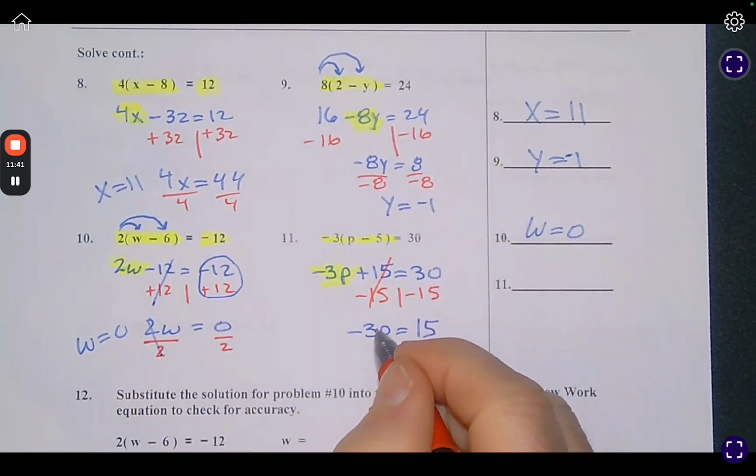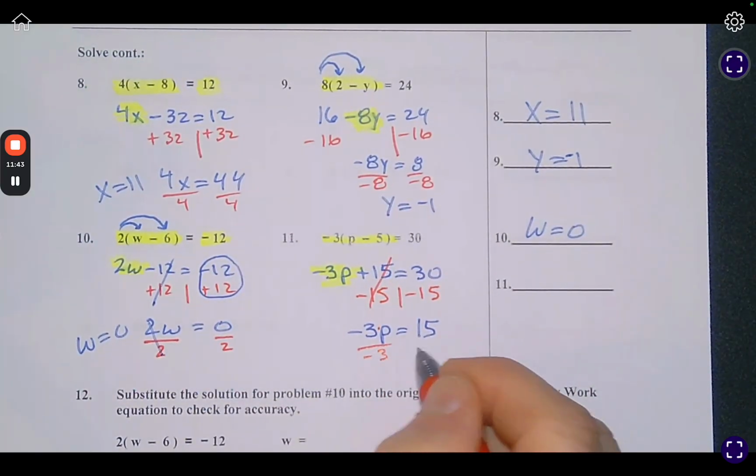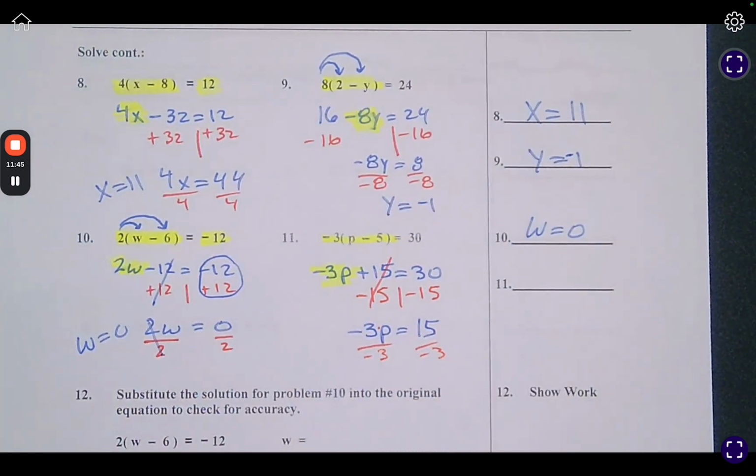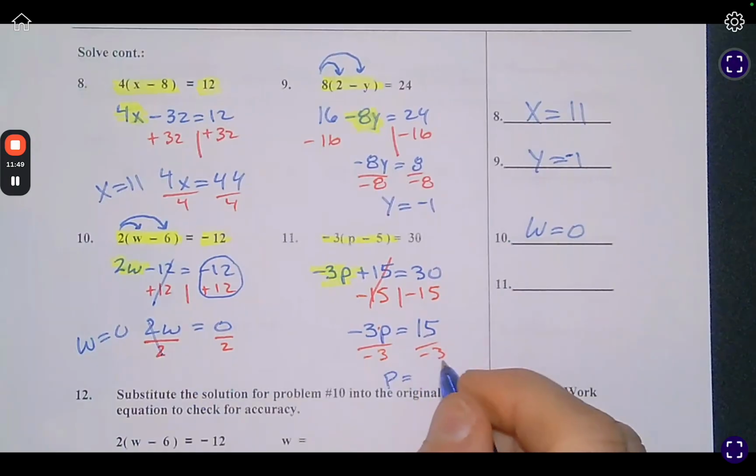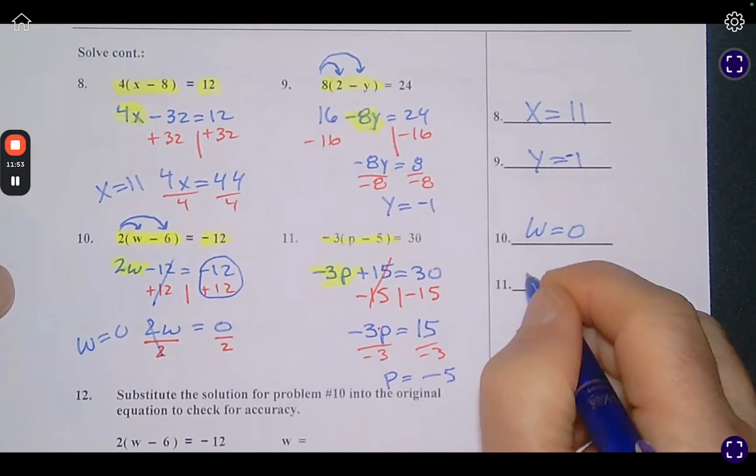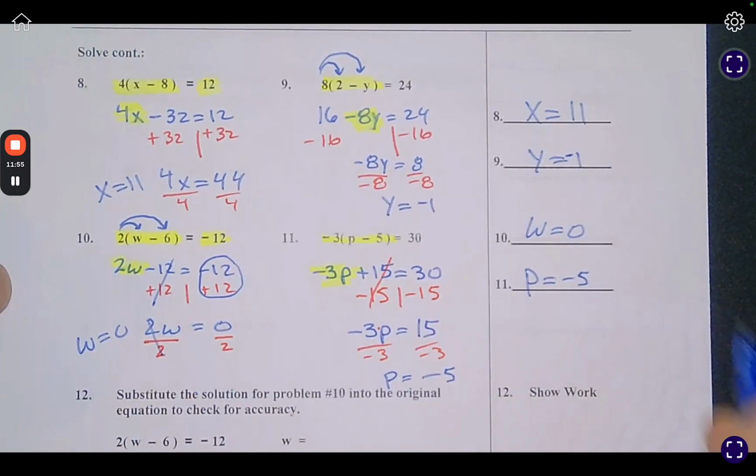That's right. Inverse operation of multiplication is division by -3. Very good. And I have p equals 15 divided by, a positive divided by a negative is negative. 15 divided by 3 is 5. What are they going to do here? Check your answer for number 10.